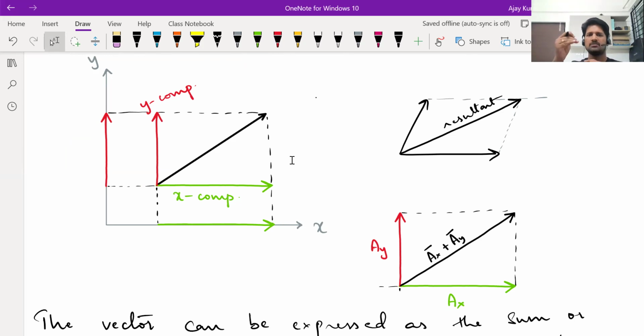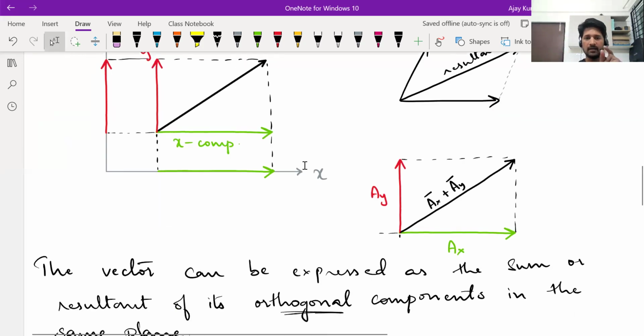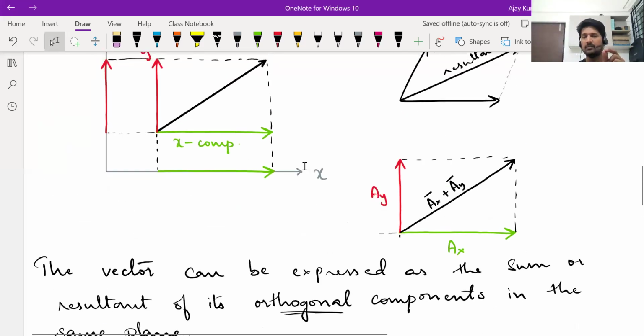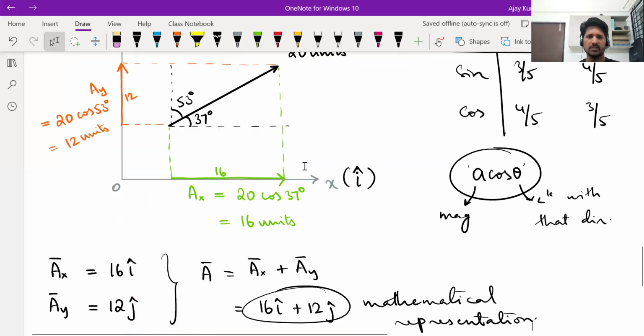Then you take components of the given vector in the x direction and y direction. And once you take the components, the main idea we use is that the vector can be expressed as the sum of its perpendicular components or orthogonal components. So express the components mathematically first, add them, you will be expressing the vector mathematically. That's the idea.